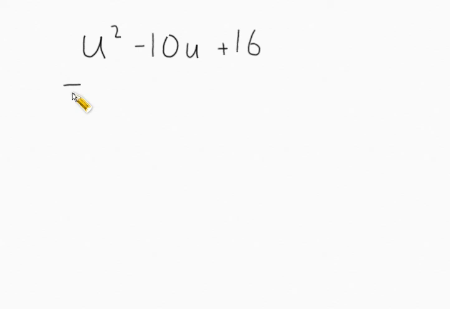So that's a pair of brackets. It's not too bad because we've not got a number in front of u squared. It's just one lot of u squared. So that means we can straight away put u and u. And those two things are going to multiply together to make the u squared. So that's a good start. Now, we've got to find the number that goes here and here.